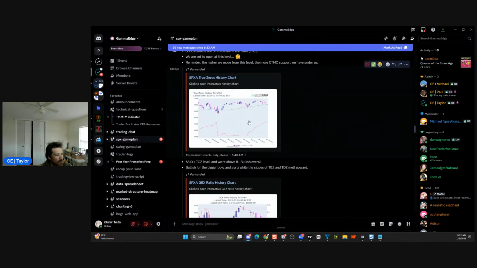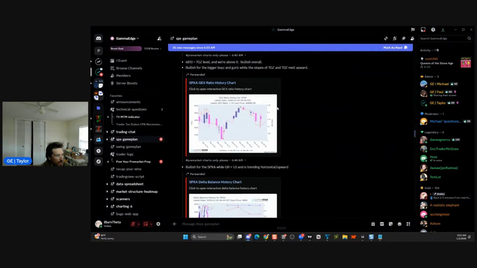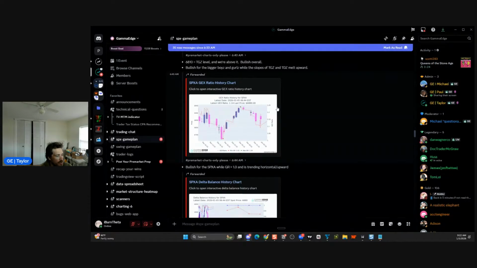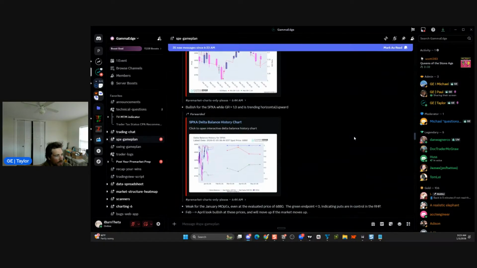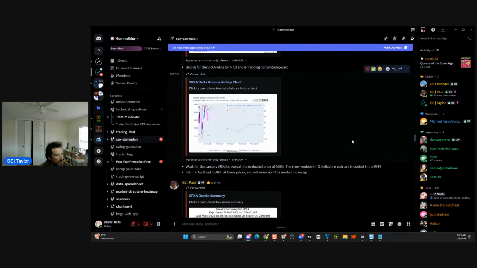True zeros looks fine, spot price above that, both trending higher. Gex ratio looks fine, above 1, trending higher on a one-day basis. It's kind of right in the middle of the range, so neither good nor bad there. Delta balance looks fine. The 116 looks a little weak, just because the right-hand plane is below 0. That simply means the right-hand plane, that's either out-of-money calls or in-the-money puts.